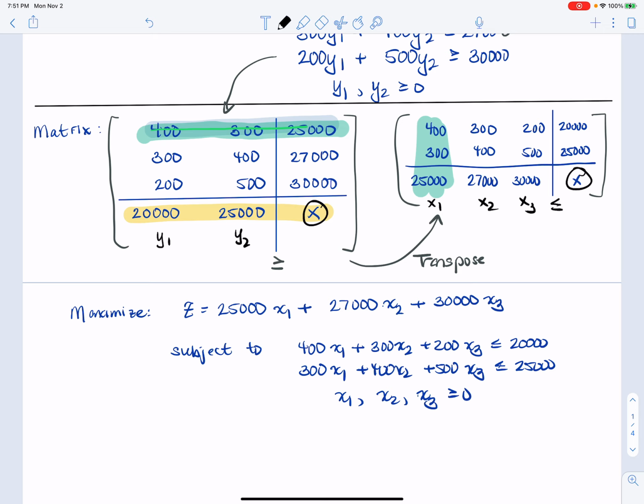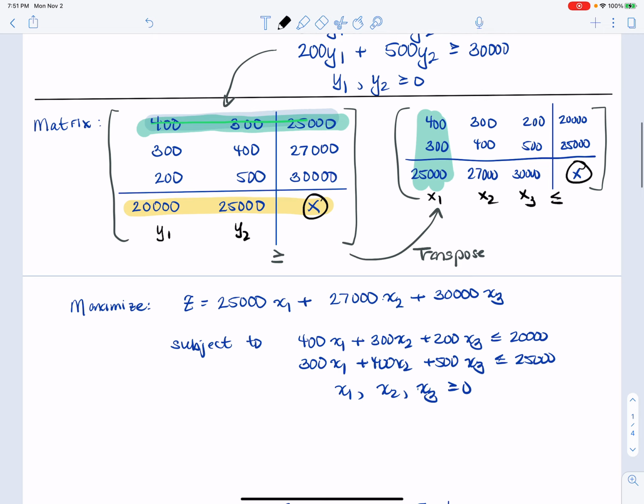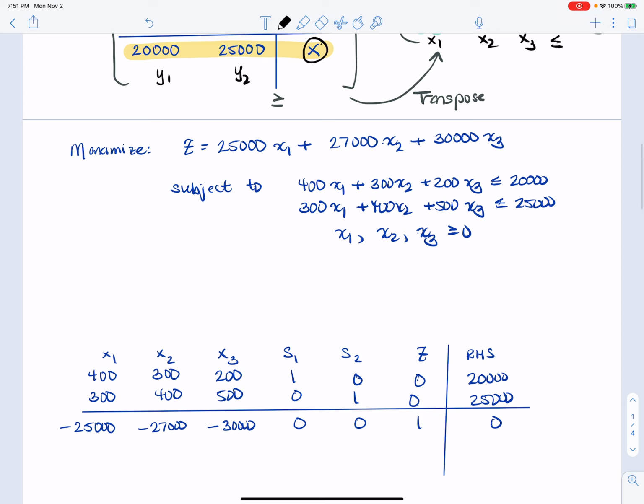So where does this land us? Well, we made the initial simplex tableau, which is right there. Notice I added the slack variables. And then remember, the first step in the simplex algorithm is identify the highest negative value in the bottom row, which is under the x3. And then we perform ratios of the right-hand side to the x3 column to figure out which variable enters. 20,000 divided by 200 is 100. 25,000 divided by 500 is 50.